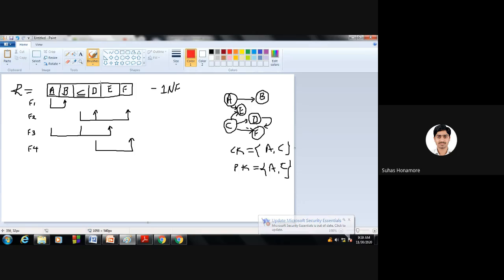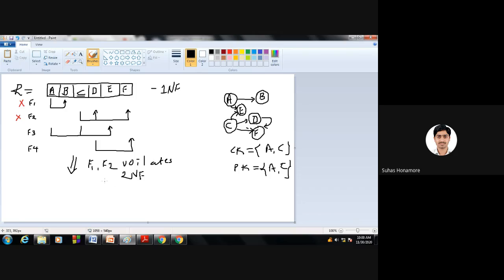Which FDs violate it? FD1 violates. C to D and F is also a partial dependency, so FD2 also violates. Then D to F: is it violating? No, it is not partially dependent on the primary key; it is independent of our prime attributes. So only F1 and F2 violate the 2NF.